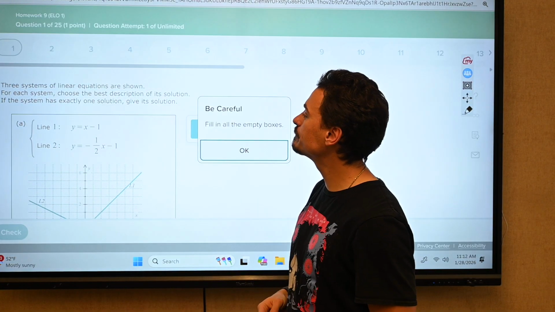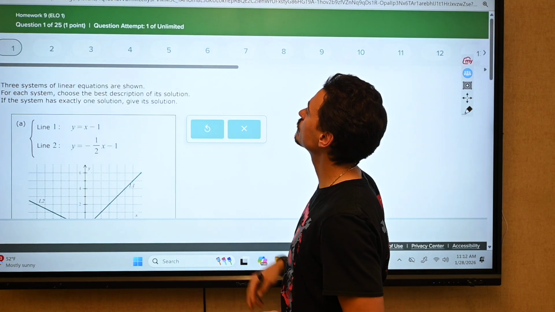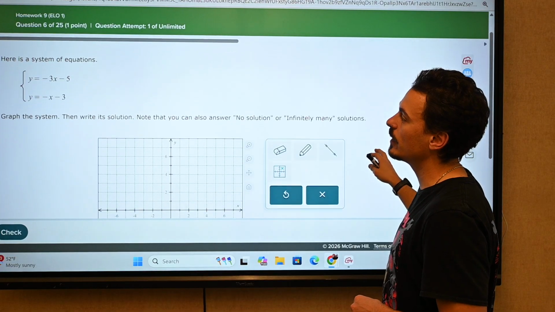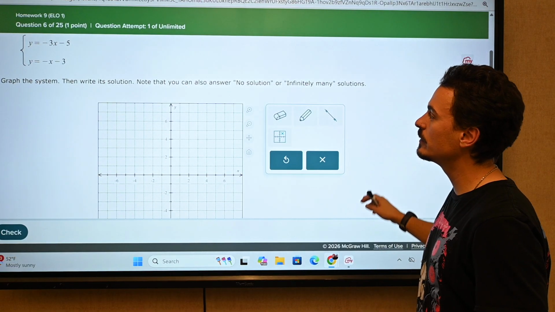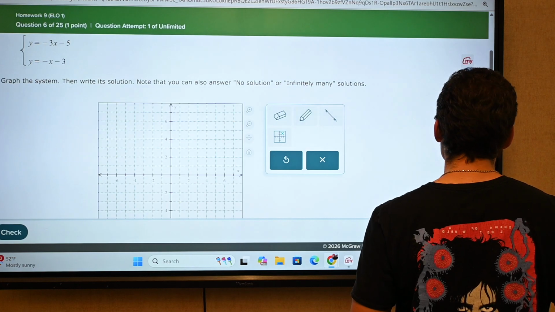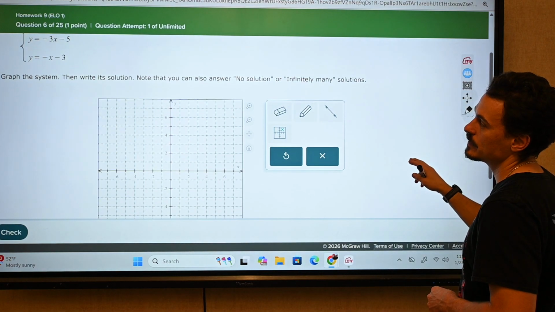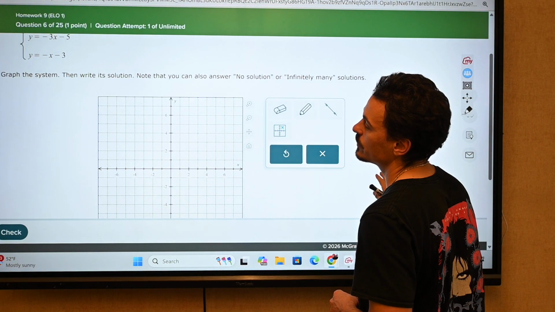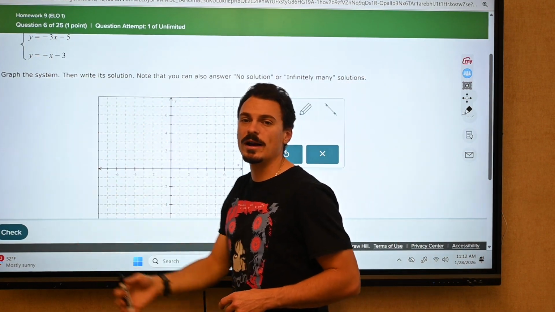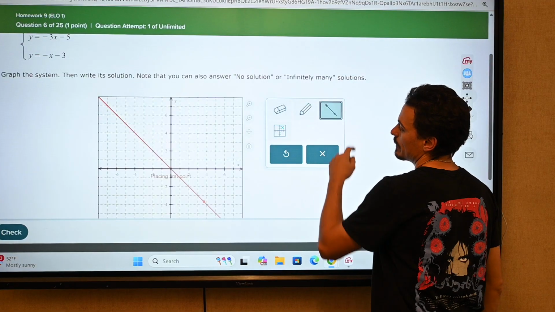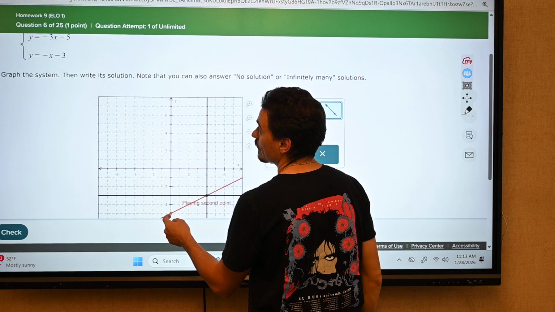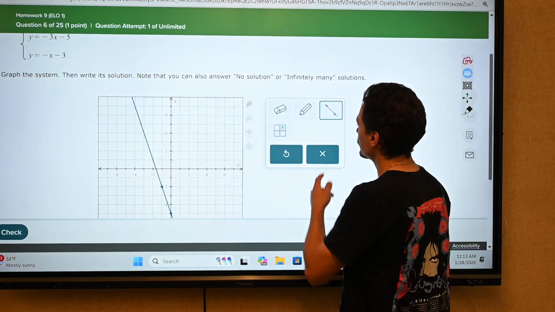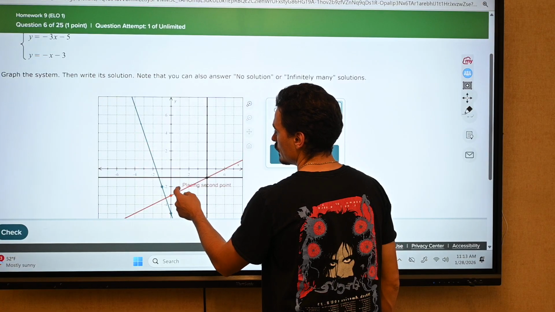Okay, number 6. Number 6 wants you to graph two lines on the graph. Let's see if I can get them all. Yeah, I'm good. So here's our two equations, and I want you to graph them. So here we go. I'm going to take my line. The first one is graphed like this. So there's my first line, and then my second line is right here, like that.